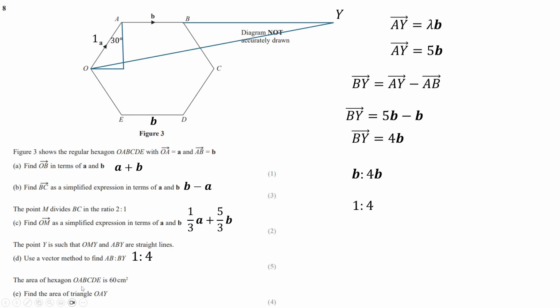The area of hexagon OABCDE. So this hexagon here has an area of 60. Find the area of triangle OAY.